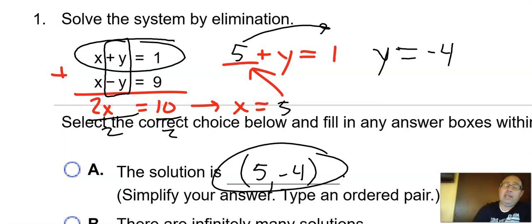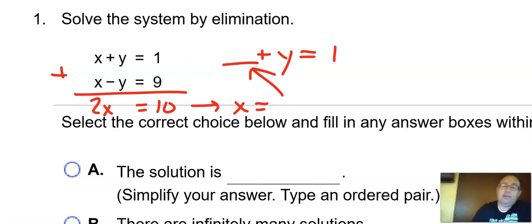You can plug that back in and you can verify. When you add 5 and negative 4 together, you do get 1. And when you subtract 5 and negative 4, you do get 9. So it works when you plug them back in.